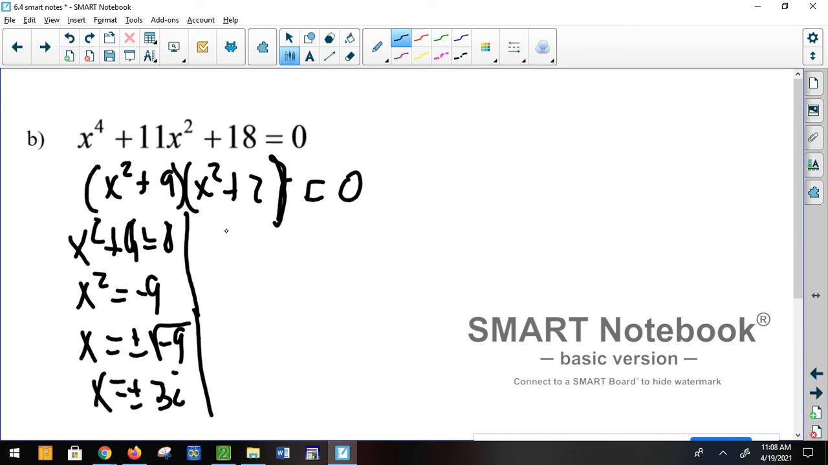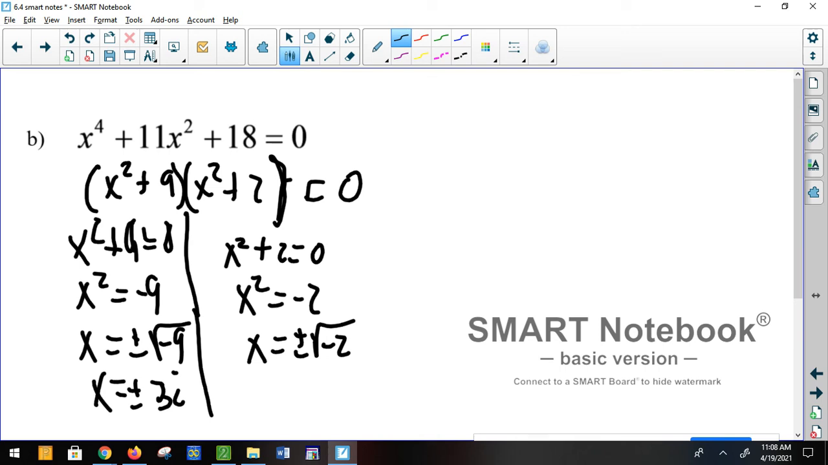And then over here for x squared plus 2, subtract 2 to both sides, you get x squared is equal to negative 2. Take a square root of both sides and you get x is equal to plus or minus square root of negative 2. Can't leave a negative under there, so the i will come out, but the 2 has to stay. So you have x is equal to plus or minus i square root 2. All right, so those are your four solutions. You got two solutions over here and two solutions over here. You got plus or minus 3i and plus or minus i root 2.